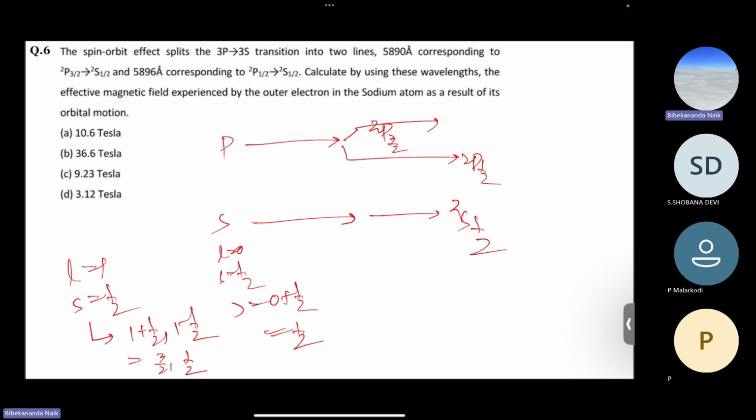So the transitions will be from 3 by 2 to 2S half, and 1 by 2 to 2S half. So there are two transitions. The question says the transition from 3 by 2 to 2S half corresponds to 5896 Armstrong, and this other transition corresponds to 5890 Armstrong. But we need to find out the effective magnetic field experienced by the outer electron. So how will we calculate?